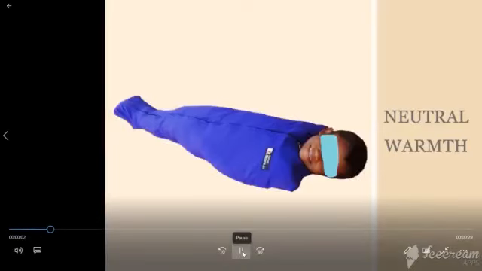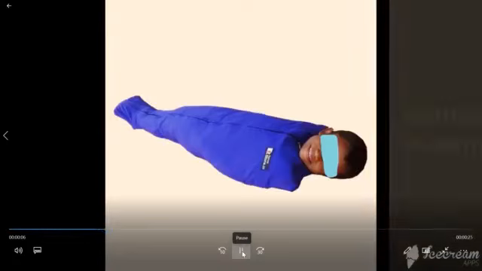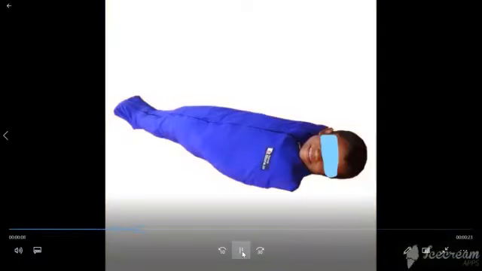The next inhibition technique is neutral warmth. This technique can be applied with the patient in supine lying position, with a warm blanket wrapped over the patient's body for 5 to 20 minutes.